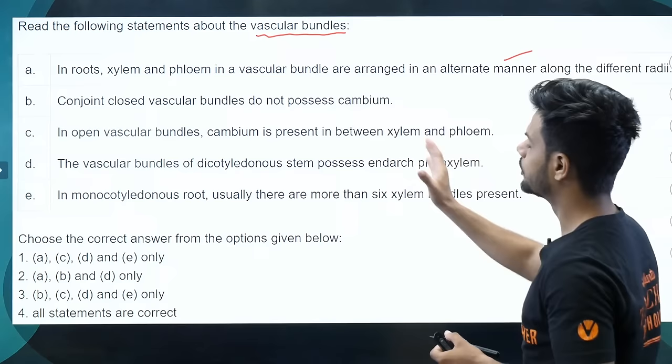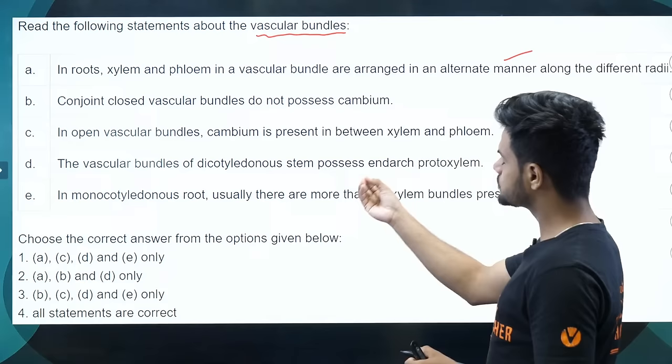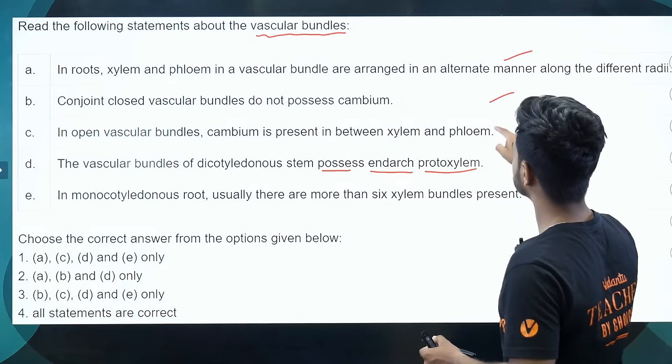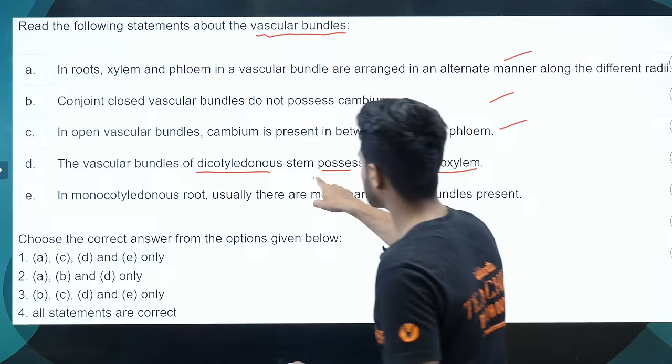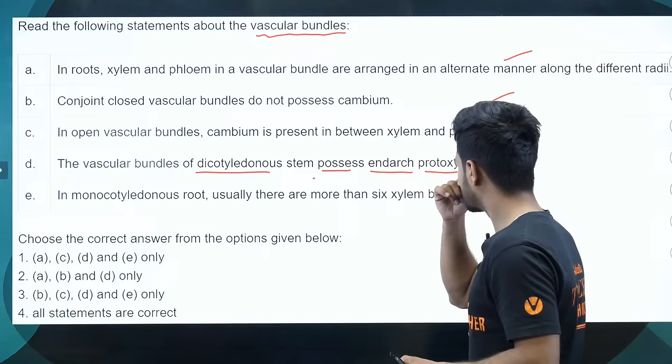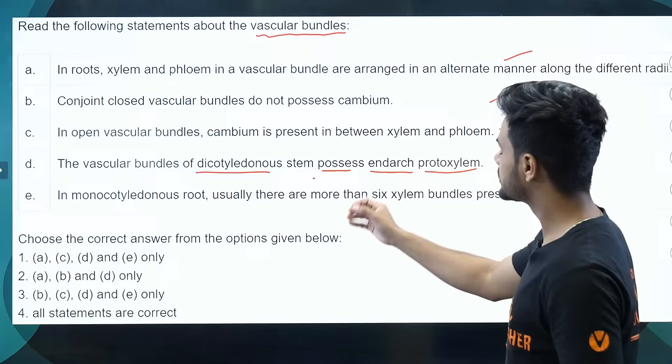The vascular bundles of dicot stem possess endarch protoplast. So endarch is mainly seen. In monocotyledon roots, usually there are more than 6 xylem bundles present.